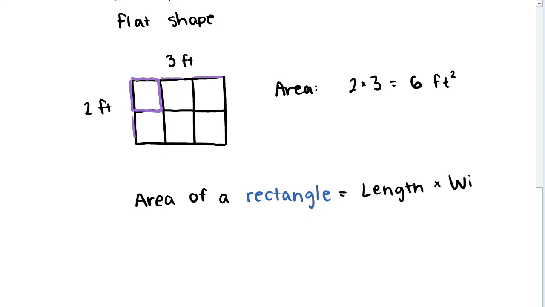multiplied with the width. In this case, maybe I'll call this side length the length. Maybe I'll label it with an L, and then here I might call this side length the width. I might label it with a W. So here we might say, if A is the area, A is equal to L times W. And so this is a formula for the area of a rectangle.